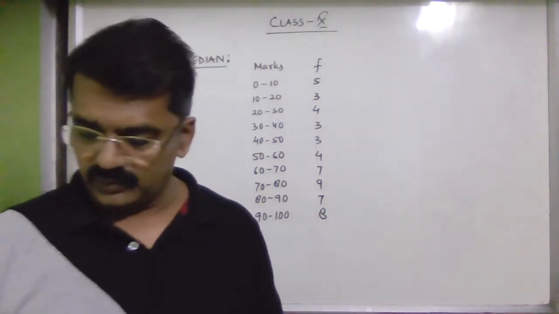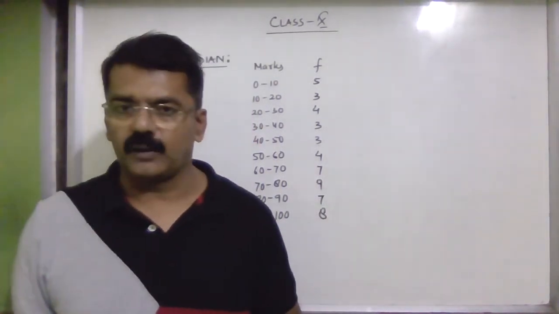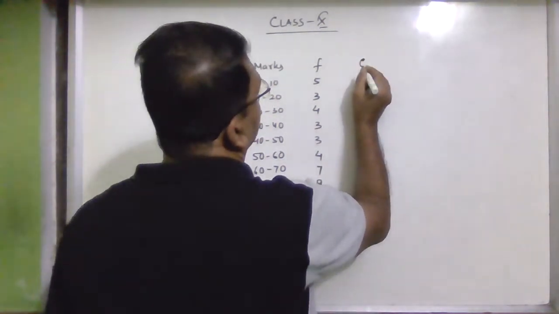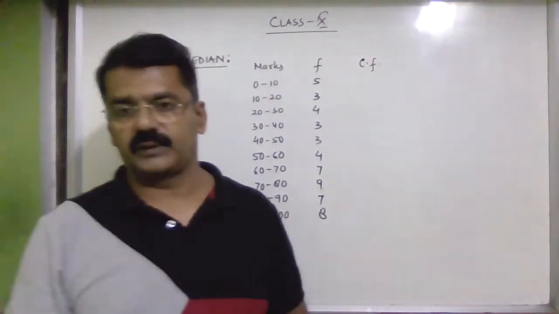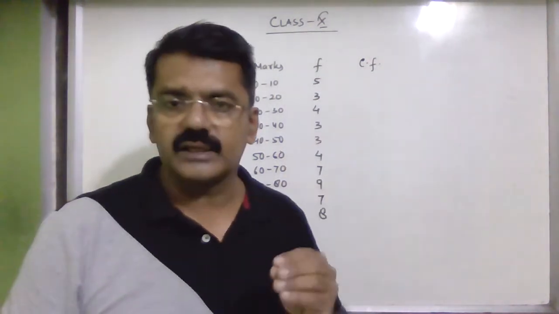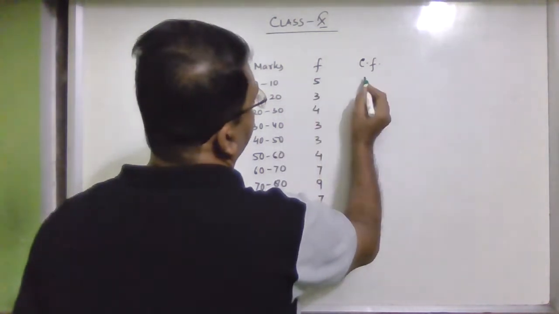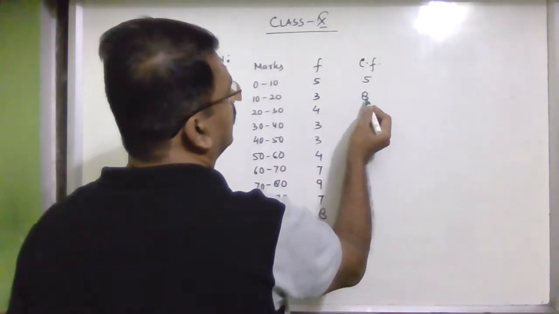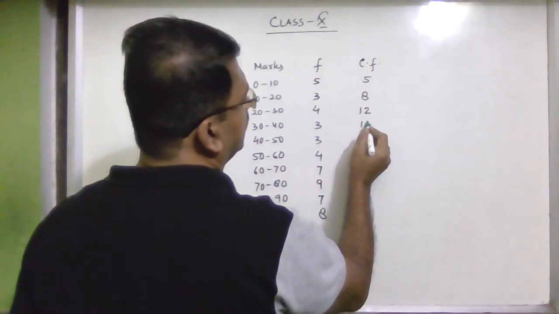Now first, we have to find the median of this distribution. First of all, you have to make another table, which is called the cumulative frequency. CF means the cumulative frequency. Now what we do? In front of 5 you write down 5 only. Now 5 plus 3, you write down 8 here. Now 8 plus 4, you write down 12 here. 12 plus 3, you write down 15 here.